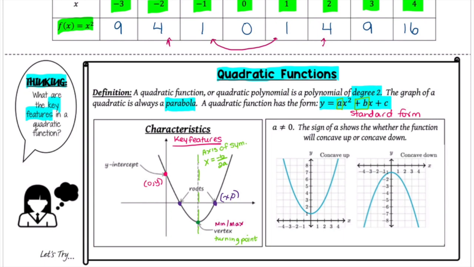A is never equal to 0. The sign of a shows whether the function concaves up or concaves down. How do you know when a function concaves up? It's going to look like a regular U-shaped parabola, and the value of a here will always be some positive number. I know that a parabola is going to concave down because I'm going to have an upside down U, and here the value of a is always going to be some negative number. So that's how you can tell whether a parabola will concave up or concave down.